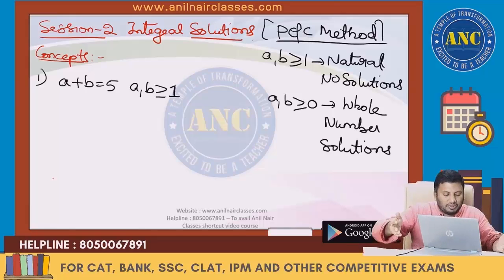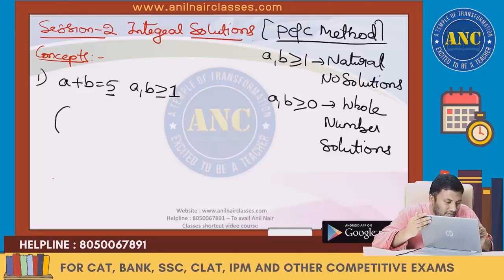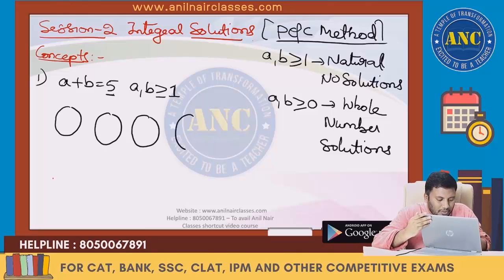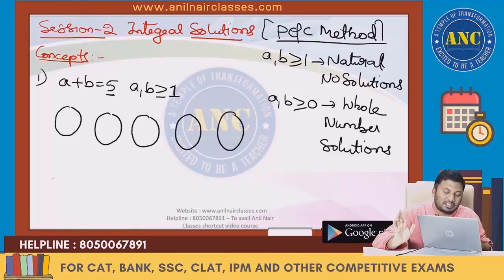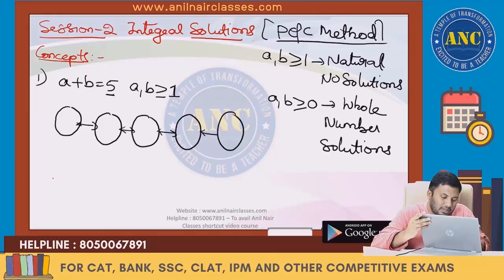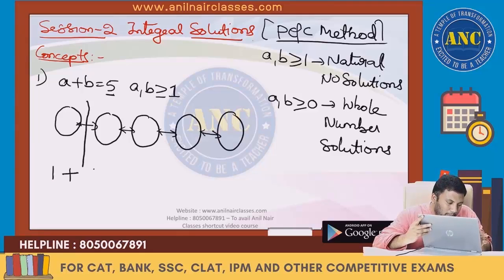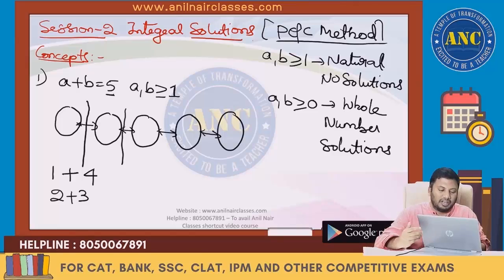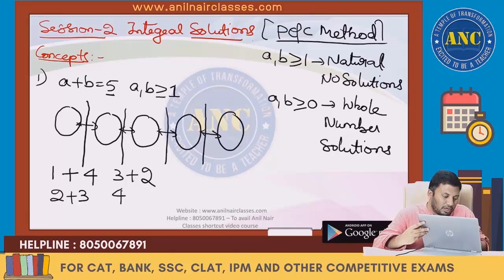A plus B equals 5, A, B greater than or equal to 1. Step number 1: the right hand side is 5, so take 5 balls. If 5 balls are kept on a number line, how many gaps are there? There are a total of 4 gaps. If I select this gap, 1 ball plus 4 balls, it is one integral solution. Or if I select this gap, 2 plus 3 is 5. Or this one, 3 plus 2 is 5. Or this one, 4 plus 1.